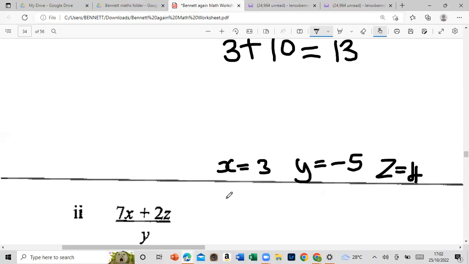Alright, so it says 7x, so we could just rewrite it. Working step by step is very important.